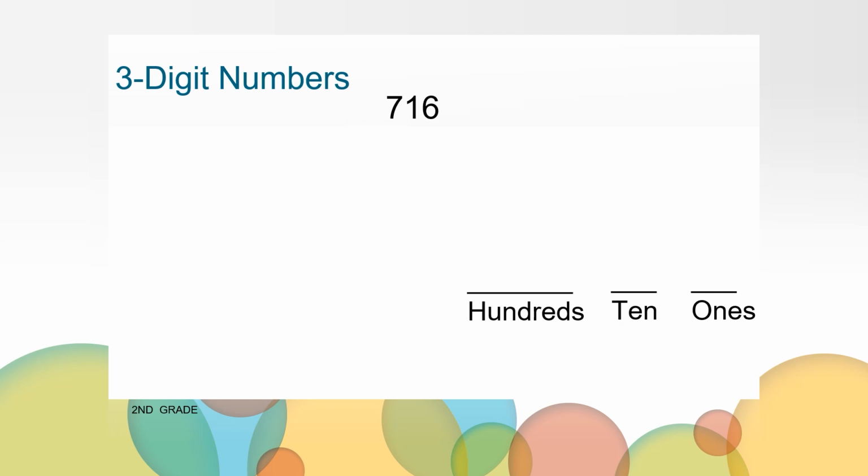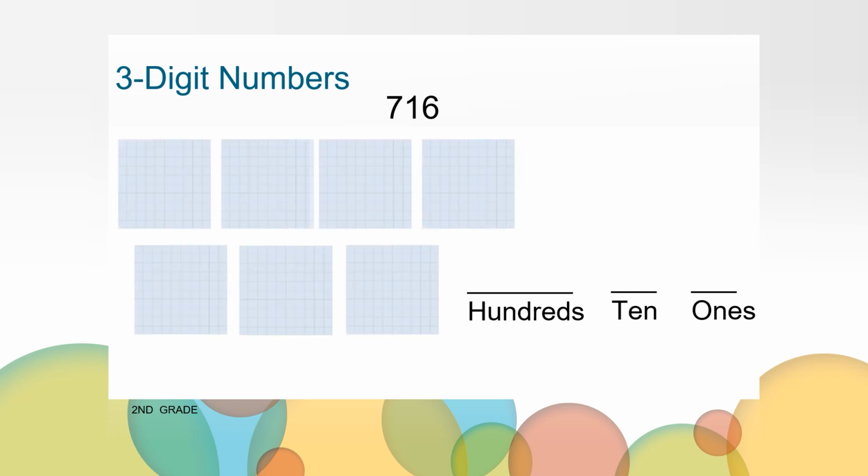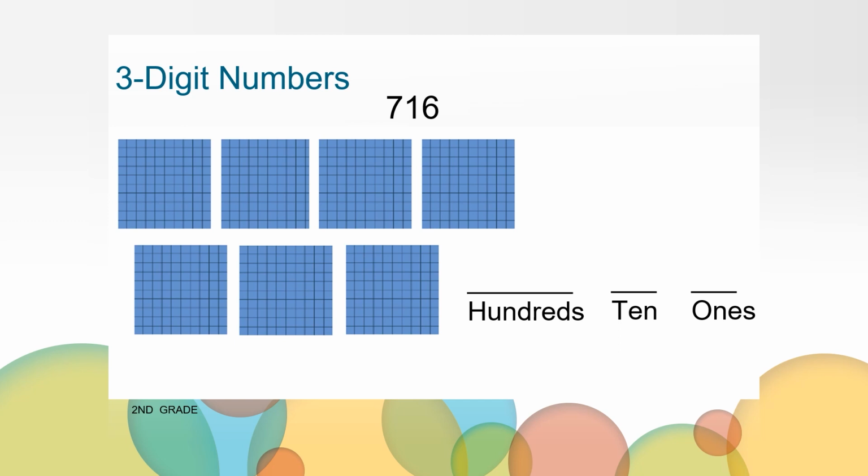Your drawing of base 10 blocks should look like this. 7 hundreds blocks, 1 10 stick, and 6 ones. There are 7 hundreds, 1 group of 10, and 6 ones. What is the value of each digit? Write the addition equation for the number in expanded form.